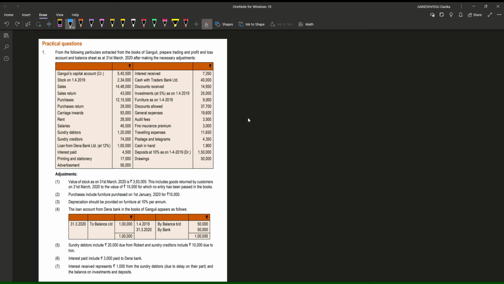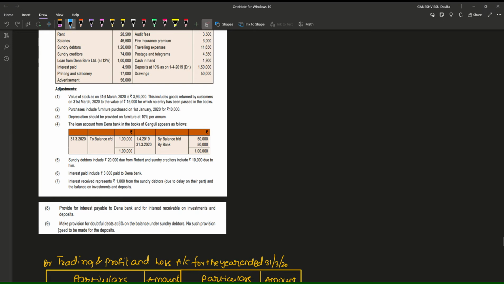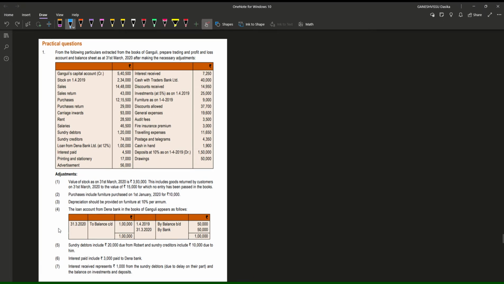Hello friends, I'm Vishwanath Desika and this is the final accounts practical question number 1, and it has nearly 9 adjustments. We can discuss the problem.